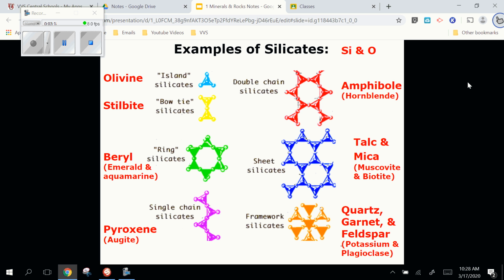All right, some silicate examples. You don't need to know the structure they take on, but olivine, pyroxene, amphibole, talc, mica, quartz, garnet, and feldspar, those are all silicate minerals that are on your reference tables. Stilbite and beryl are not on your reference tables, but you can see that they become increasingly complex as you merge those tetrahedrons together. Whether you have a single one or you have a big framework of them, the more you have, the more complex the structure is, and it changes the mineral that you're dealing with.